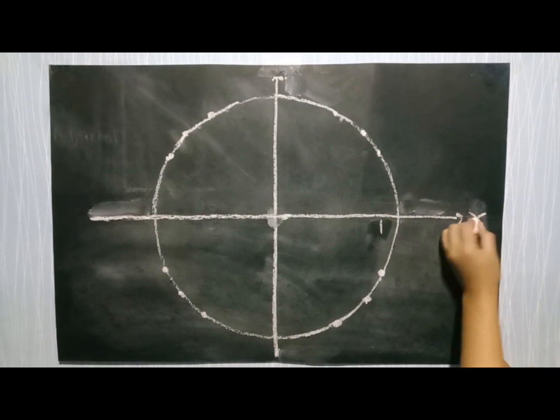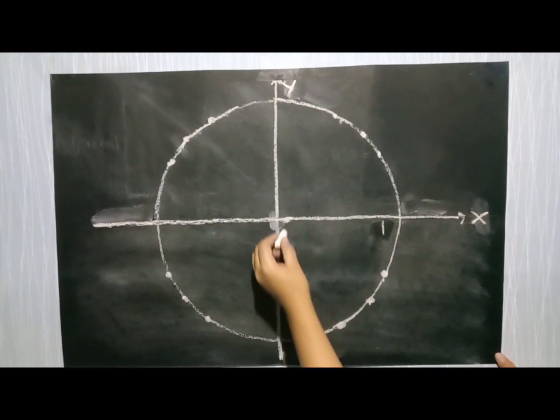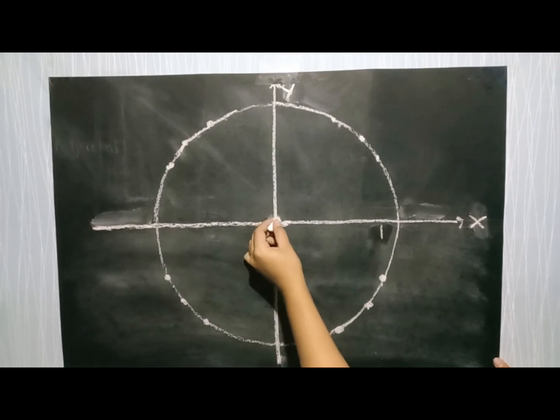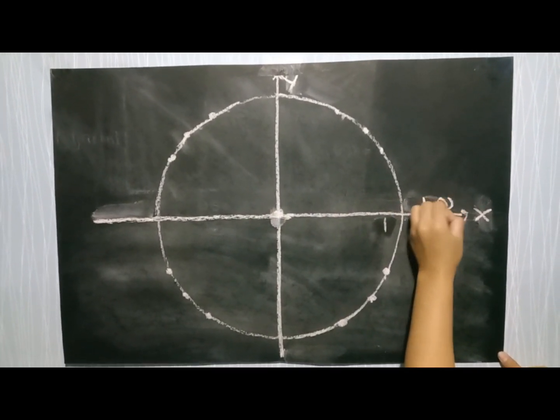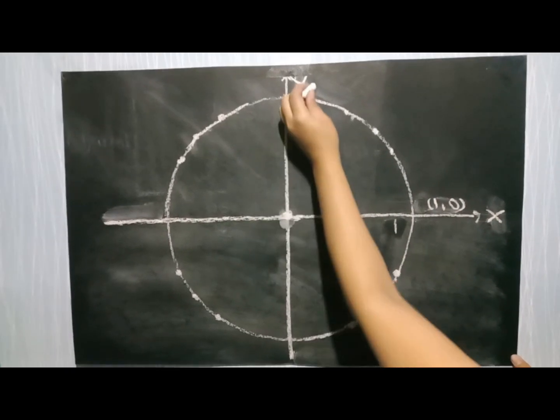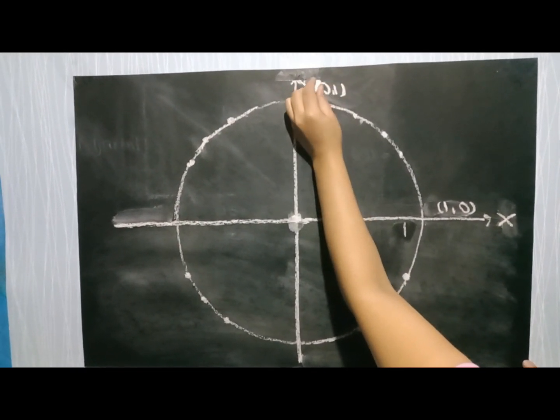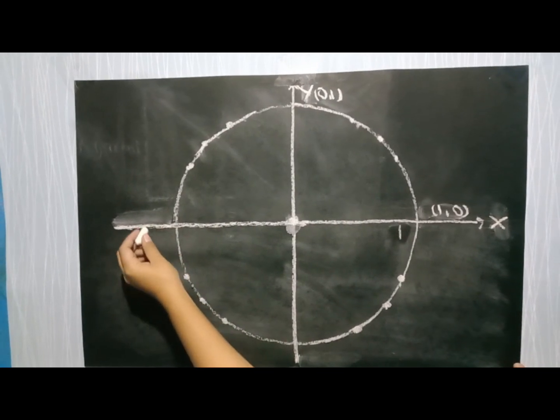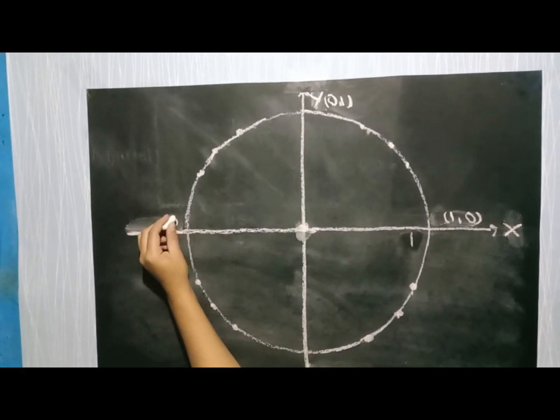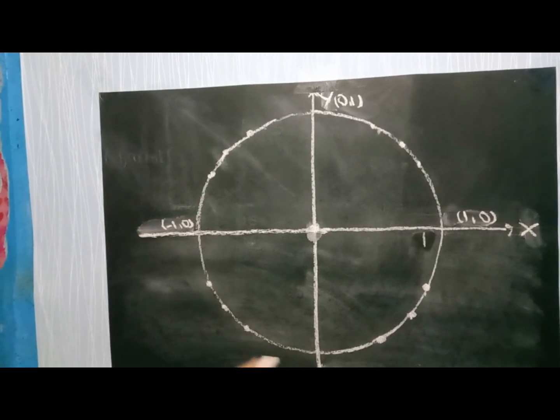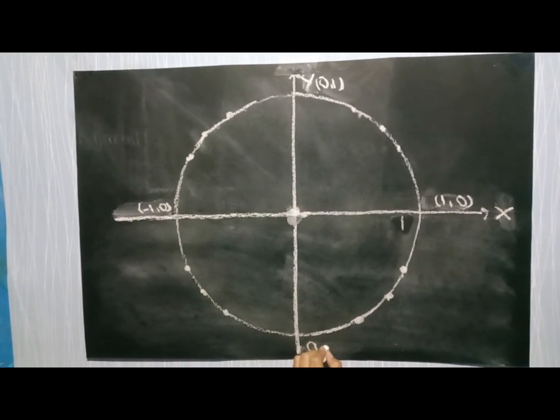This is our x-axis and our y-axis. Now, the center of the unit circle is (0, 0), which is the starting point. This one is (1, 0). And this one is (0, 1). On this side, (-1, 0). And here is (0, -1).